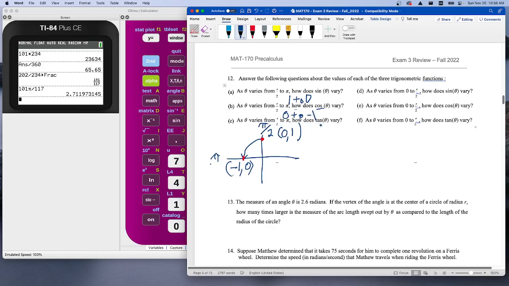And then finally, what's going to happen to tangent? Well, tangent's going to be a ratio, right? Tangent's going to be the y over the x coordinate. Y starts at 1, so it's going to start at 1 over 0, which is undefined. Think of it as positive infinity.